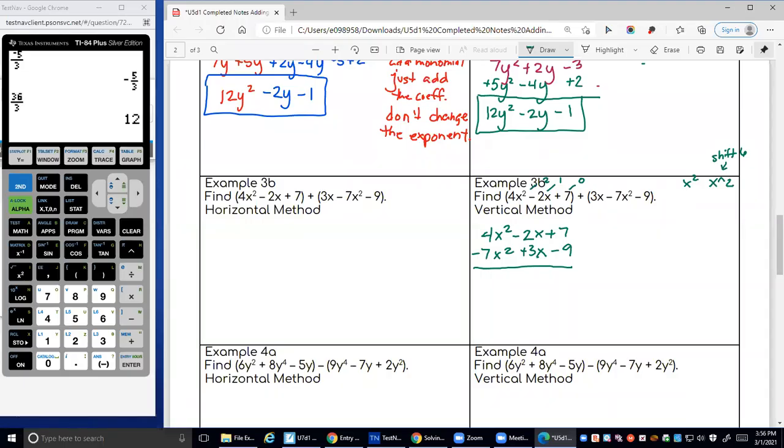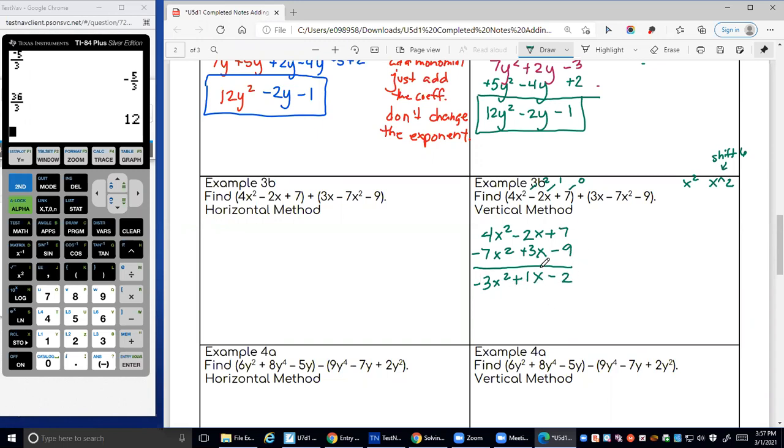Okay, so let's go ahead here. We got 4 minus 7. And if you need to put it in the calculator, you can, okay? But 4 minus 7 is negative 3. Negative 3x squared, because we always keep the sign of the larger number, right? Okay. Then you got negative 2 plus 3. Well, again, we're going to keep the sign of the larger number, so it's positive 1x, right? Okay. And then plus 7 minus 9, negative 2. Because again, we're keeping the sign of the larger number. That happens when you have different signs, right? You keep the sign of the larger number.